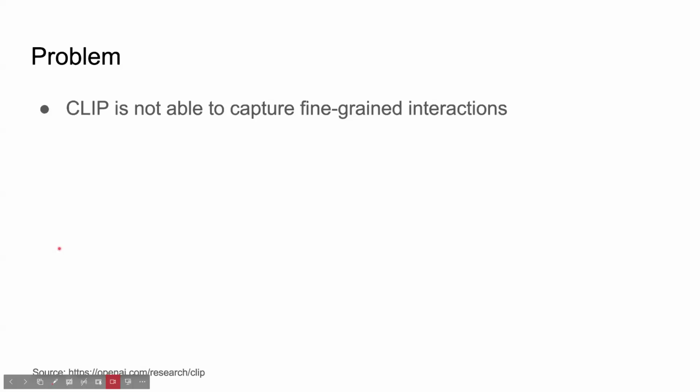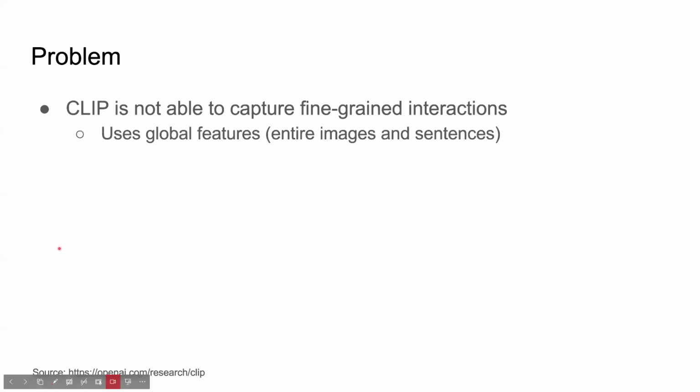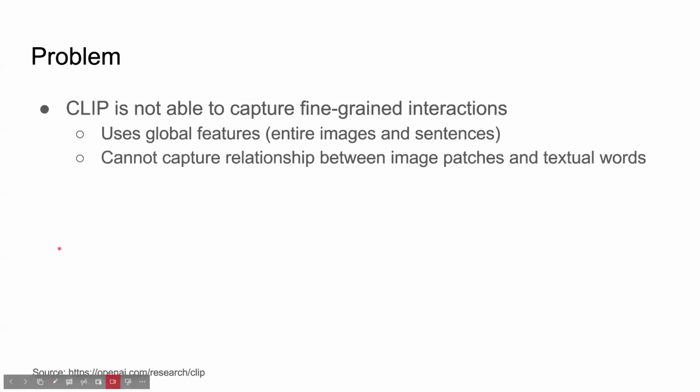So what is the problem? CLIP is, as you all know, a vision language model, which tries to match the visual and the text features using cosine similarity and contrastive learning. However, it is not able to capture fine-grained interactions between the objects in the image and the words in the text. This happens because it uses global features, which capture the global information of the images and the sentences. As I mentioned, this cannot capture relationships between individual image patches and textual words.